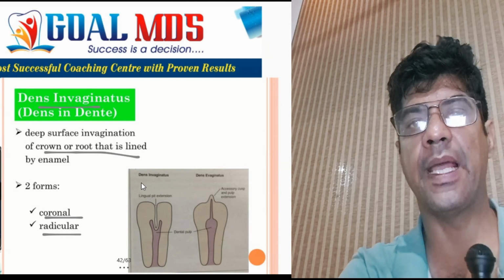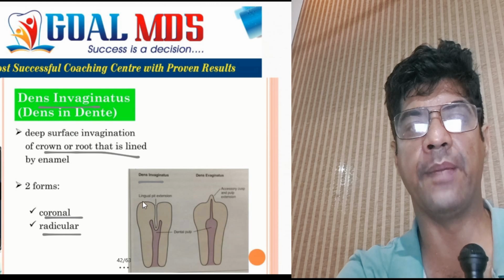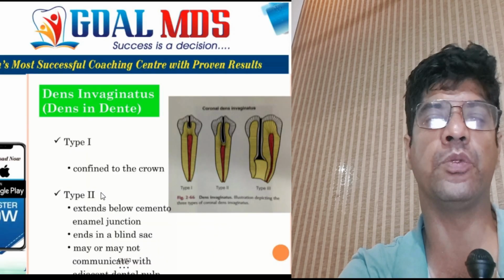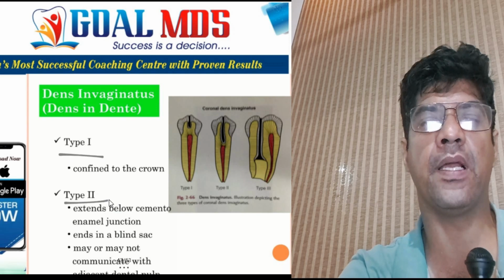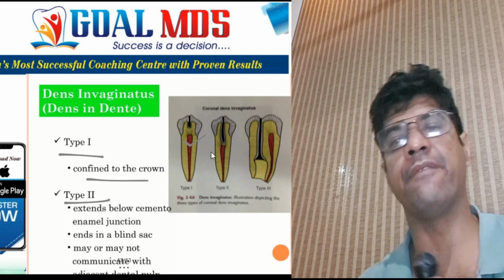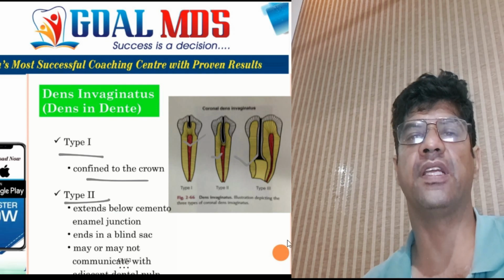They can be of three types: type 1, type 2 and type 3. Type 1 is confined to the crown, whereas type 3 extends to the root and perforates in the apical area without any communication with the pulp. The most common is the type 1 pattern, whereas the least common is the type 3 pattern.